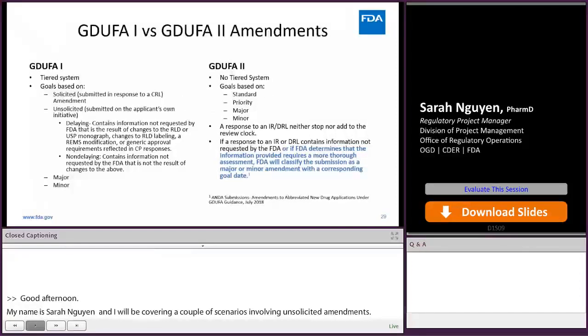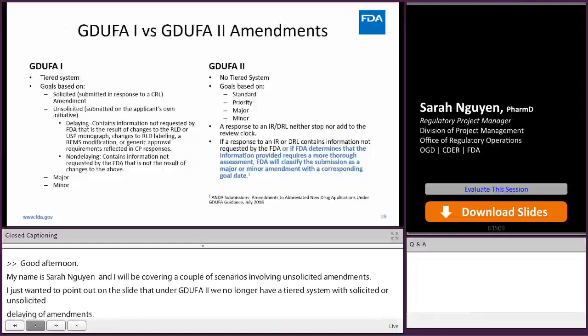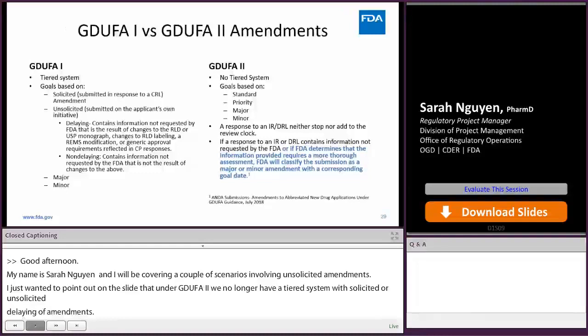There was a recent inquiry from industry that asked us why we didn't deem their amendment as a delaying amendment, so I wanted to make sure that you understood that under GDUFA 2, goals are based on whether the amendment submitted is standard or priority, or major or minor.